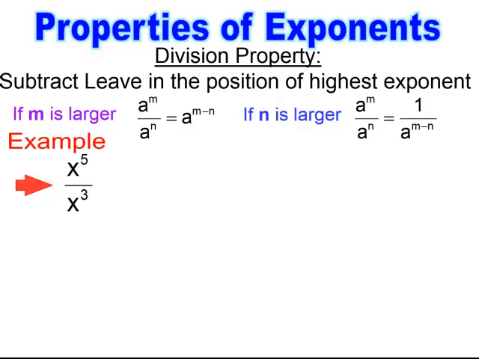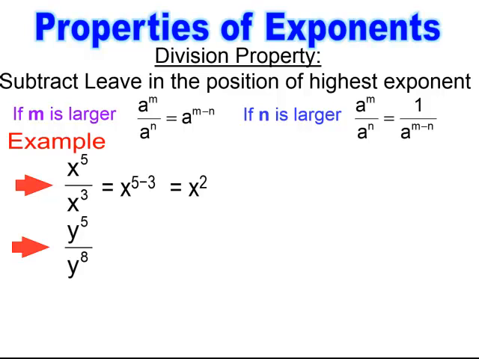So here's an example. We have x to the 5th over x to the 3rd. It's division. The highest exponent's on top, so I'm going to subtract the 3 from the 5, and it's going to end up being x to the 2nd power. So the higher exponent's on top. When I simplify, I get x to the 2nd.